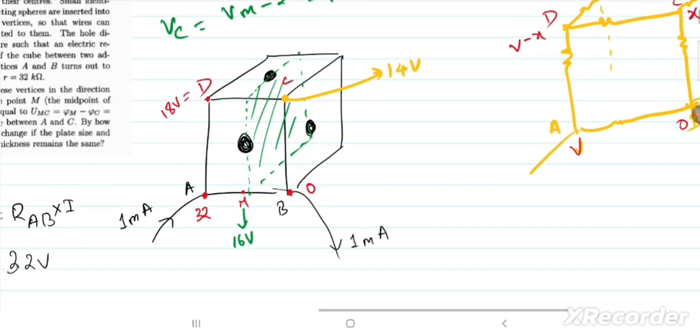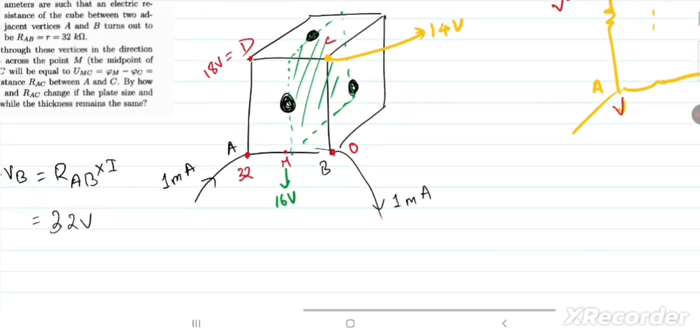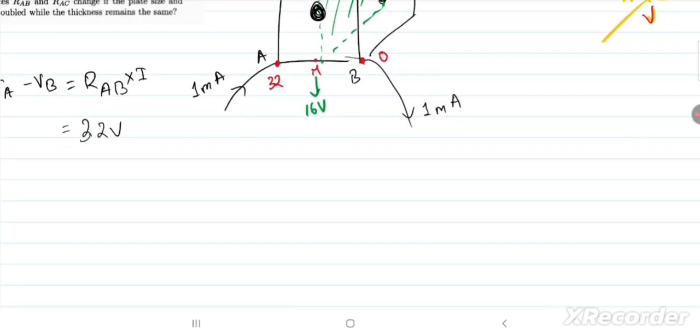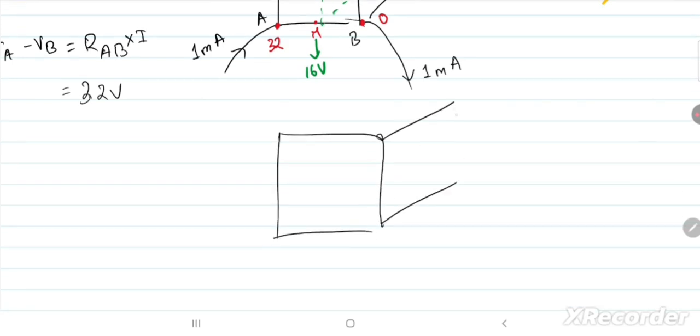Next part comes that how can we find the resistance between A and C. We'll be just taking another such kind of cube, in which the current is driven in through B and current is driven out through C.